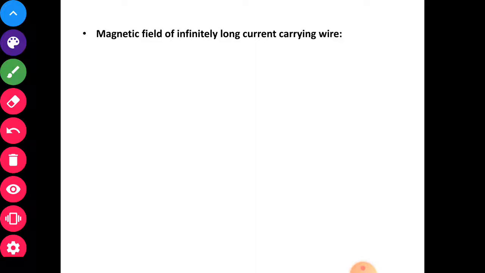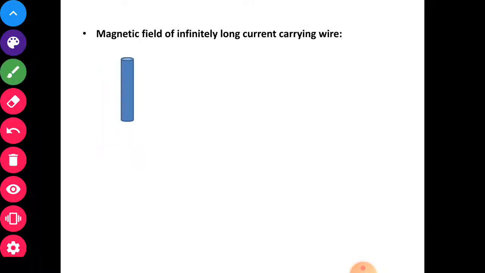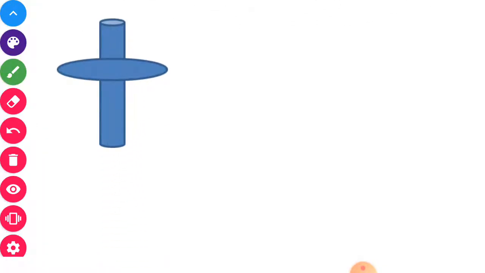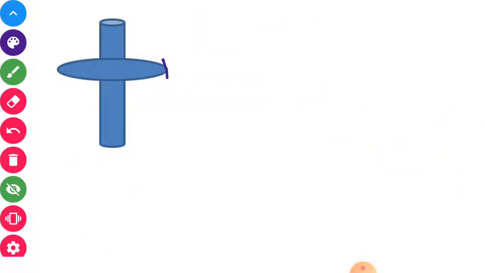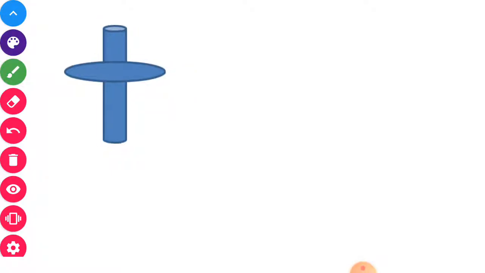Now, magnetic field of an infinitely long current carrying wire. Okay, this is a long current carrying wire. This has been magnified. This is a cylinder, the wire is having a cylindrical shape. Now, this is the loop which we have considered. This is the Amperian loop. Say for example, I want to find out the magnetic field somewhere here at this point P. So I have passed a circular loop through this point P. Okay, so this is very easy.